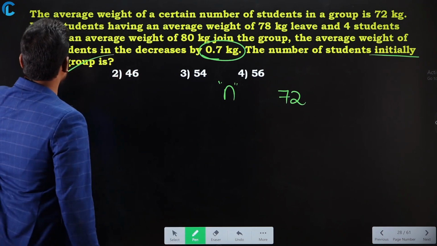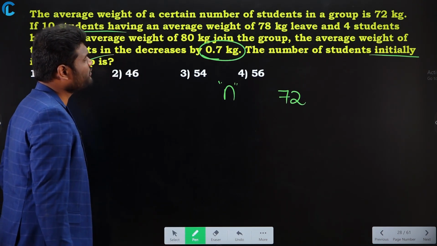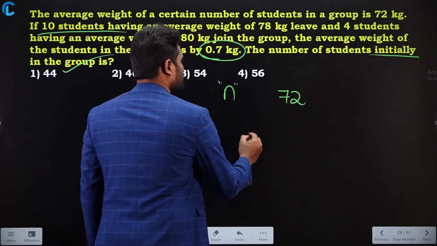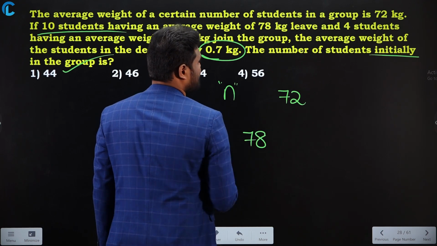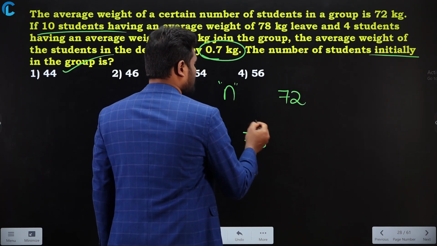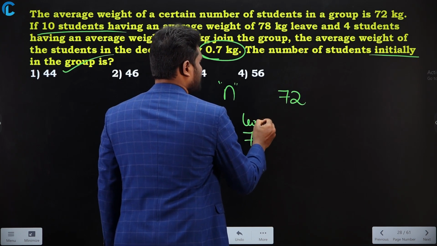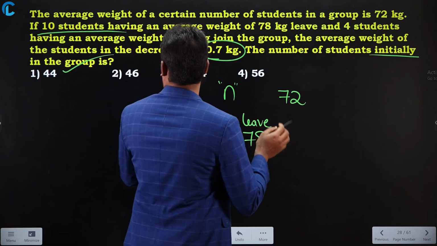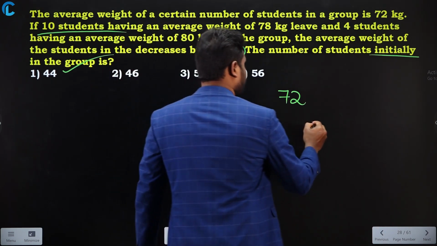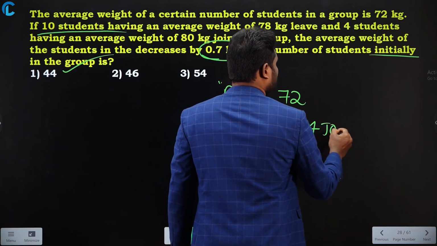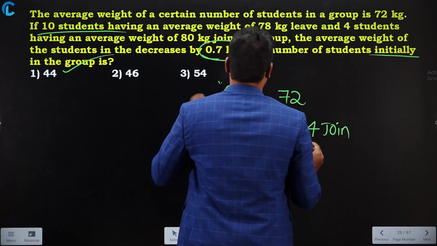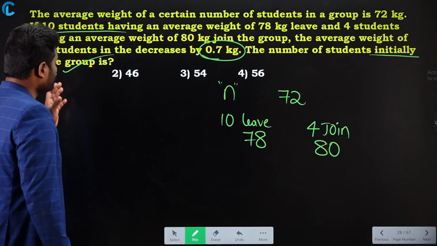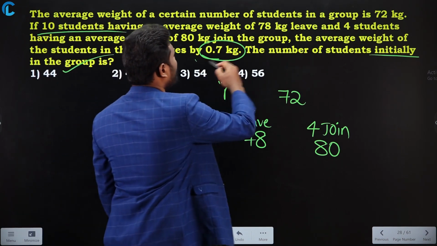Question is saying, if 10 students having an average weight of 78 kg, so there are 10 students whose average weight is 78 kg, and they are going to leave. And there are 4 students, they are going to join, whose average weight is 80 kg. Now due to this, what happened? Average weight of the group of students decreased by 0.7 kg.